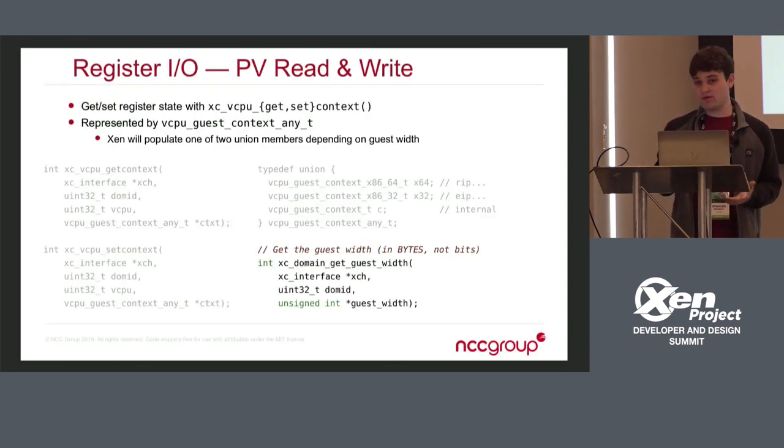Xen will populate one of those internally based on what it knows about the bitness of the guest. If you want to know which of those to read, you have to know the bitness as well, in which case you can get it via the function xc_domain_get_guest_width, and that will give you the guest width, although note it will be in bytes, not bits, so you're looking for 8 and 4, not 64 and 32.